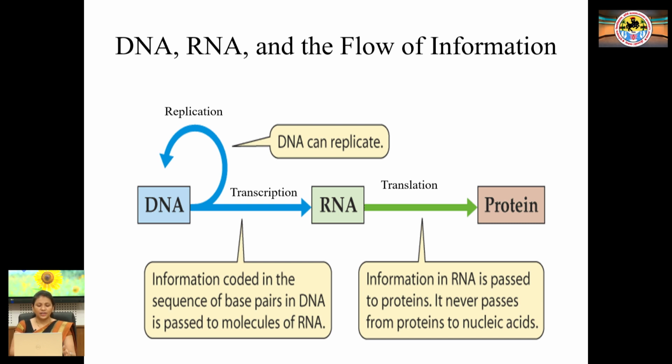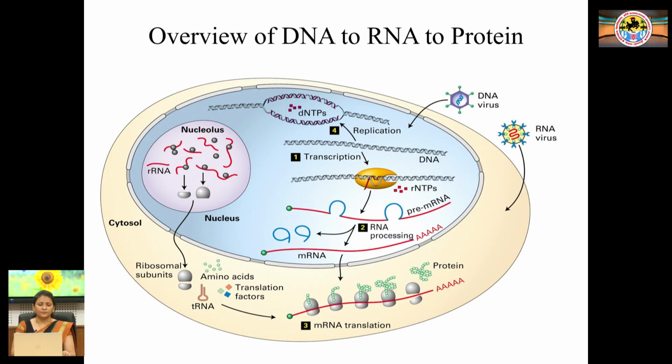So, here DNA passes its information to RNA, and many times it also happens that this RNA molecule is reverse transcribed to form DNA, that is called the cDNA dependent process. So, here is how DNA and RNA flow their information. So, where does this process take place?